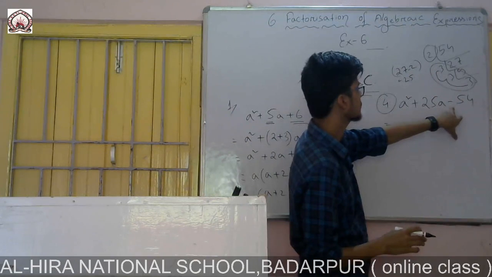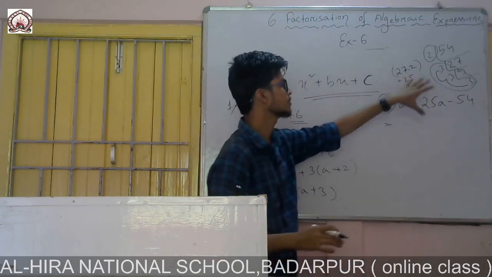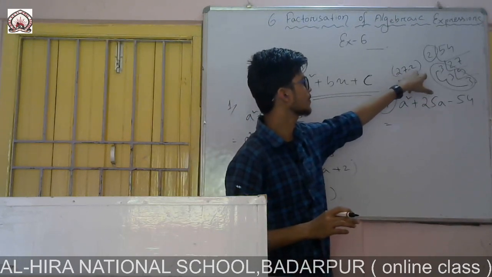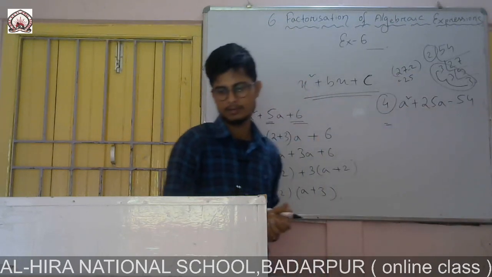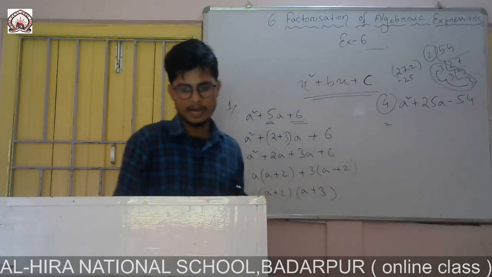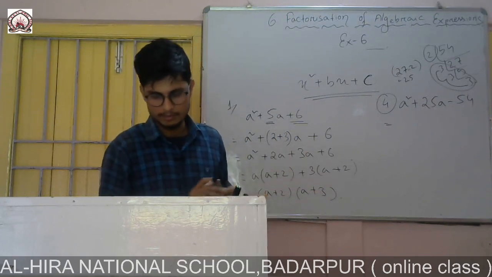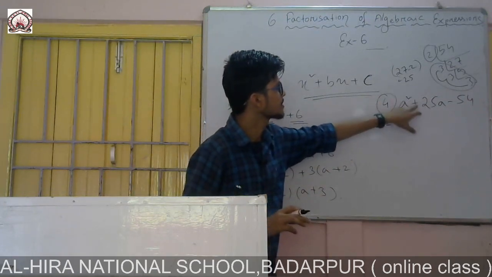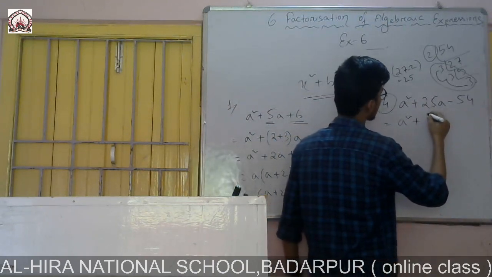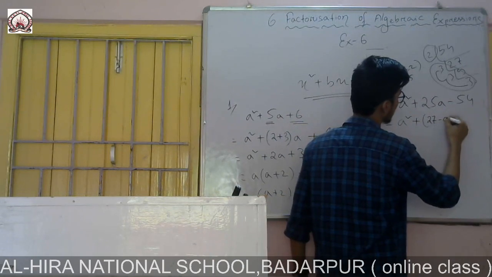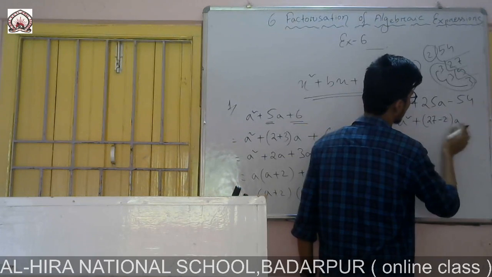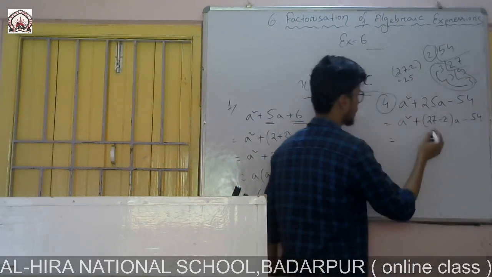Since there is a minus sign, that means you have to do this subtraction. One of the constants will be positive and one will be negative. So if the middle term has a plus sign, then we write the greater constant with the positive sign. So a square plus, I can write 25 as 27 minus 2, and at last the variable a is there, and at last 54. So now I will solve this one.